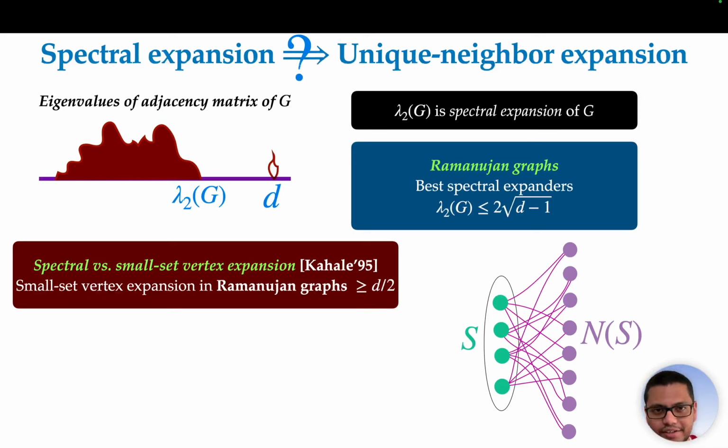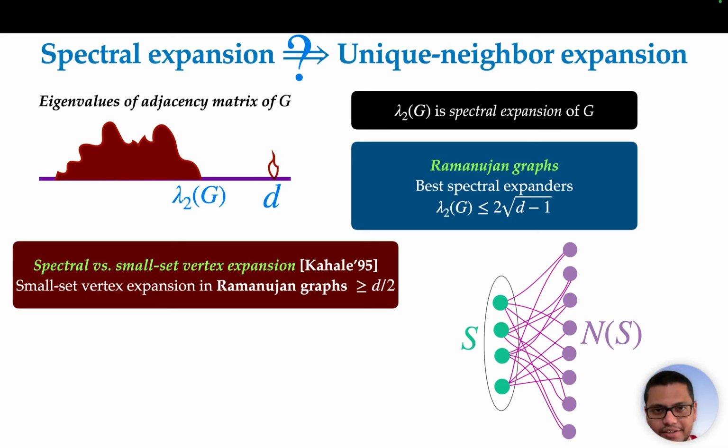Okay, and it's a simple exercise to see that if this graph that you started with has unique neighbor expansion for sets of size delta times the total number of vertices on the left, then the distance of the resulting code is actually at least delta.